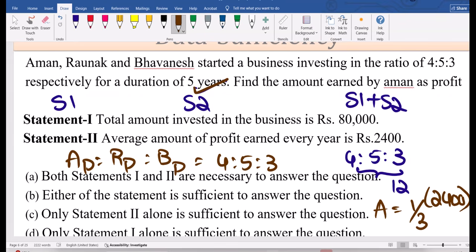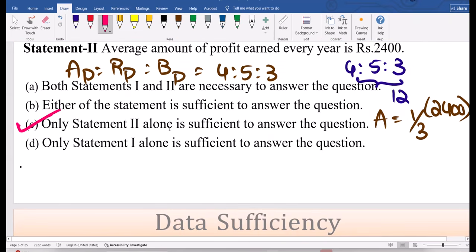So 4 out of 12, A will get 1/3 of the profit. As they are mentioning profit in the second statement, I can find the profit, and that's fine, so we can go for the answer. Statement 1 alone is not possible here, because it only gives investment. The question is regarding profit, so statement 1 is not required. Together also, don't worry, we can go for statement 2 alone. Are you getting the idea? This is the partnership concept: investment into timing, timing constant, so I am taking investment directly.